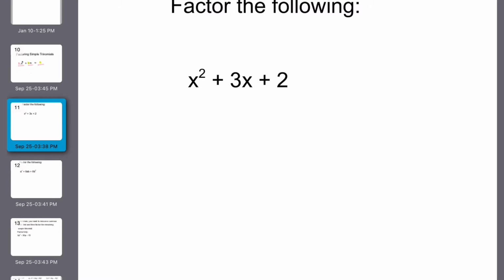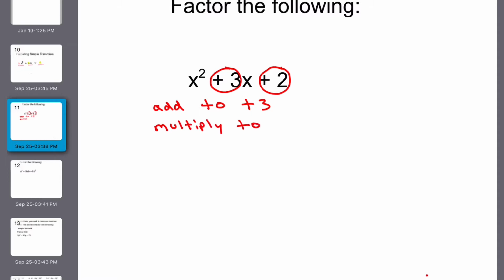All we need to find is two numbers that add to the middle coefficient of plus 3, and at the same time, those same two numbers we find have to also multiply to our constant term at the end of positive 2. So we need to find two numbers that add to positive 3 and at the same time multiply to positive 2.